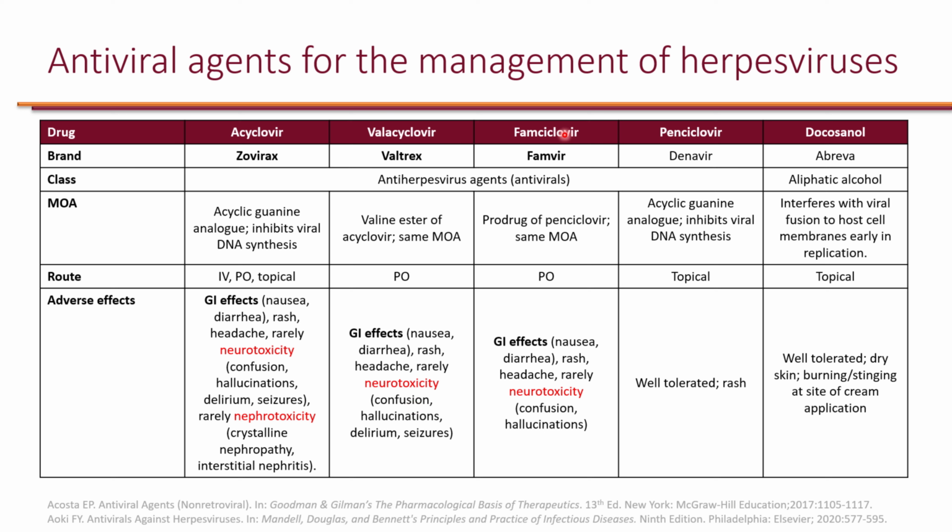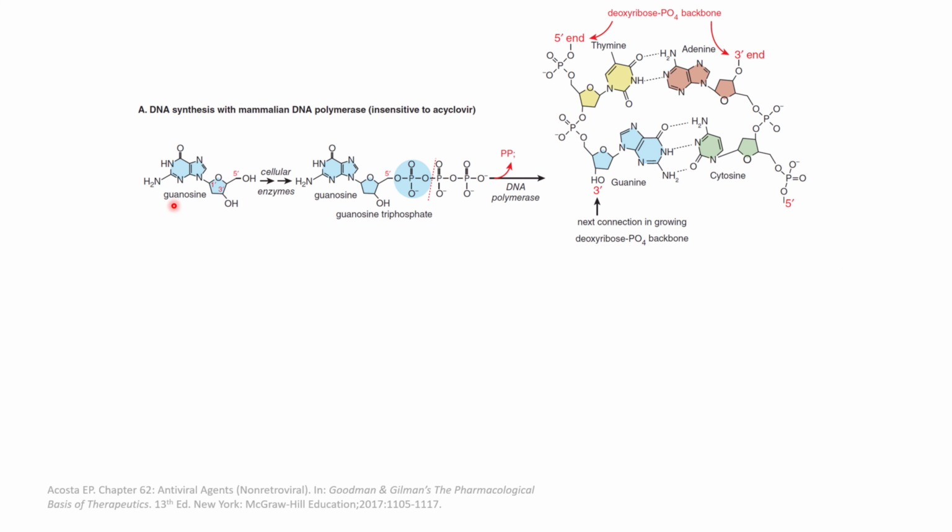And then famciclovir is a prodrug of penciclovir. Penciclovir is only available as topical, so I'm not really going to talk about it, but famciclovir is a prodrug of penciclovir that improves bioavailability, and the mechanism of action is the same. Essentially all of these 4 drugs are analogs of guanine, which inhibits viral DNA synthesis. And here's how it works.